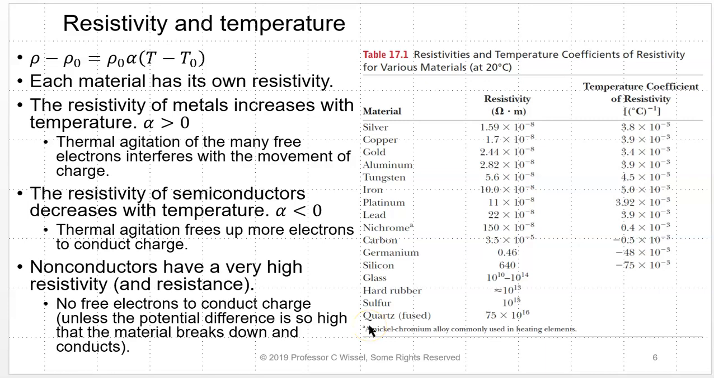That is a factor of 4.7 times 10 to the 25th difference in resistivity between those materials. The temperature coefficient of resistivity for the metals is positive. That means the resistivity goes up as the temperature goes up for metals. The temperature coefficient of resistivity for semiconductors is negative. That means the resistivity goes down as the temperature goes up for semiconductors.